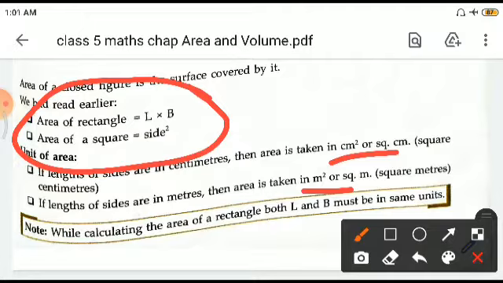Now note that while calculating the area of a rectangle, both length and breadth must be in the same unit. Suppose length is in meter and breadth is in centimeter, then we will be converting the higher unit, meter, into centimeter by multiplying the number with 100.